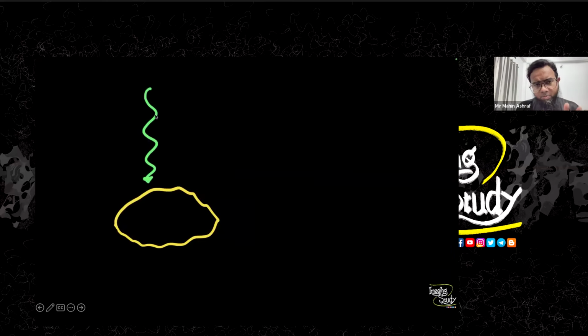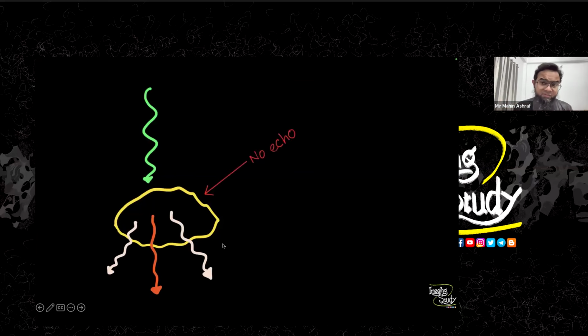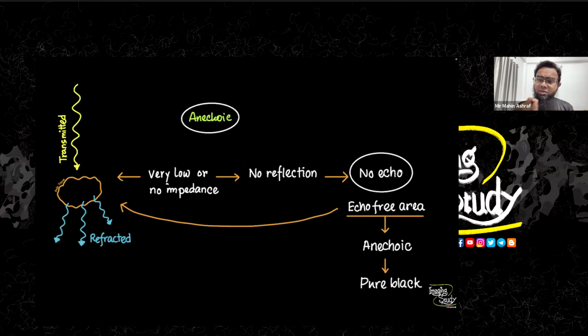So we told you that the sound comes to the patient's body and it gets refracted, it gets absorbed, whatever. If all the sound beams are getting transmitted and none is getting reflected, you won't see any returning echoes. If there is no returning echo, the structure will look completely black on ultrasound, and this is called the anechoic. So anechoic means there is no reflection of sound from that area. This is called the anechoic or pure black.